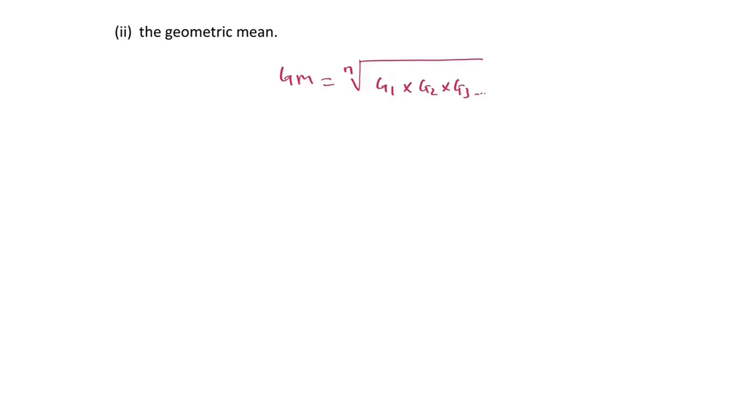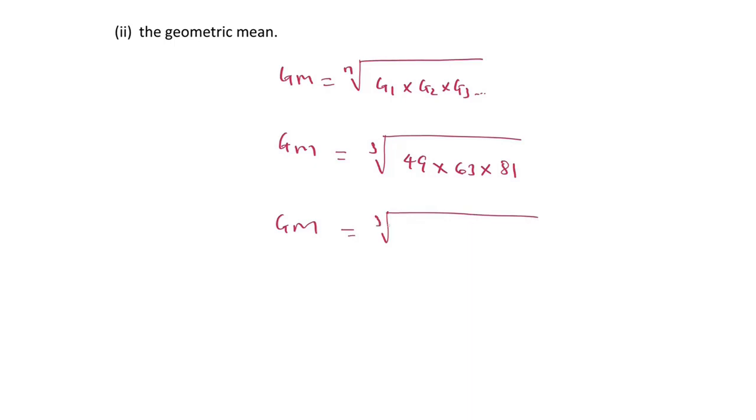Okay, so now we are going to substitute the values given from the question. Then our equation is going to be geometric mean equals the cube root of 49 times 63 times 81. Solving this, we are going to have geometric mean equals the cube root of 250,047, of which solving the values we are getting geometric mean equals 63. And this is going to be our answer.